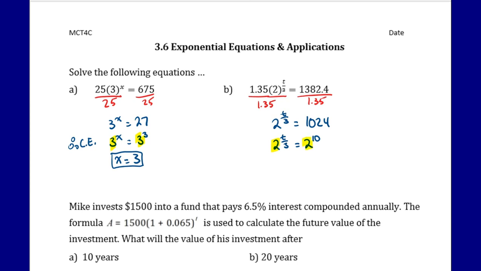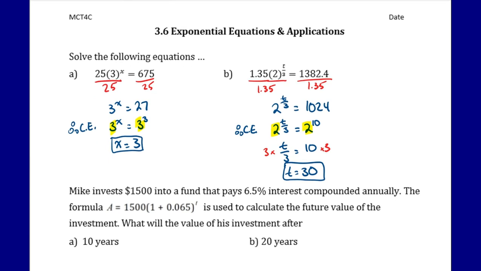Now that we have common bases, we can compare exponents. So t divided by 3 equals 10. Because I'm dividing by 3, I'm going to multiply by 3 on both sides to cancel it out. I get t is equal to 30. So in some cases, we might have to solve the equation, and this might be an example of how we do that.